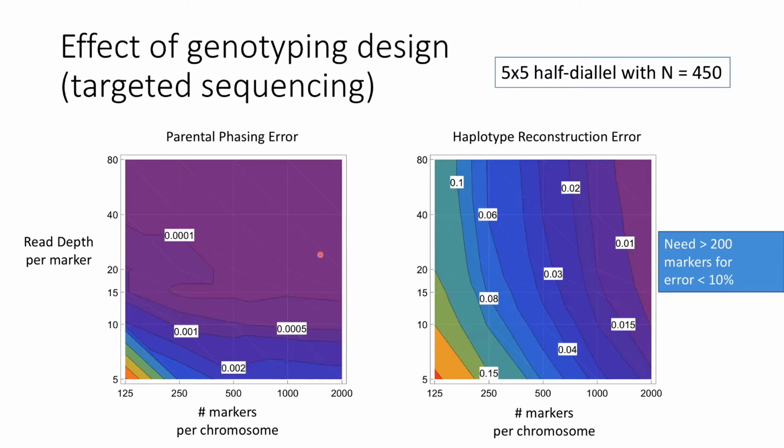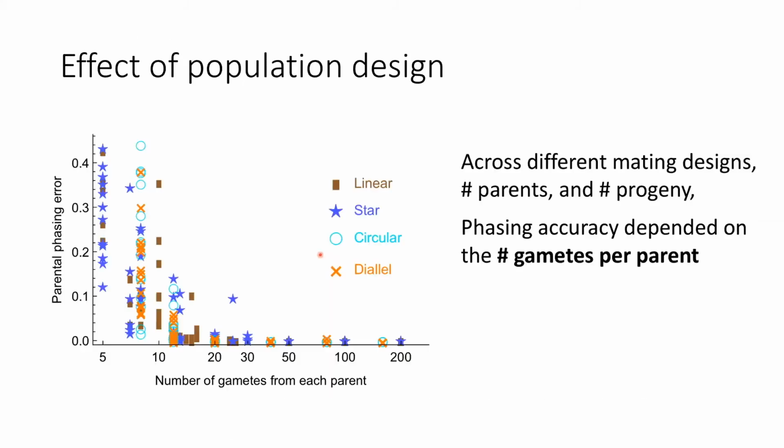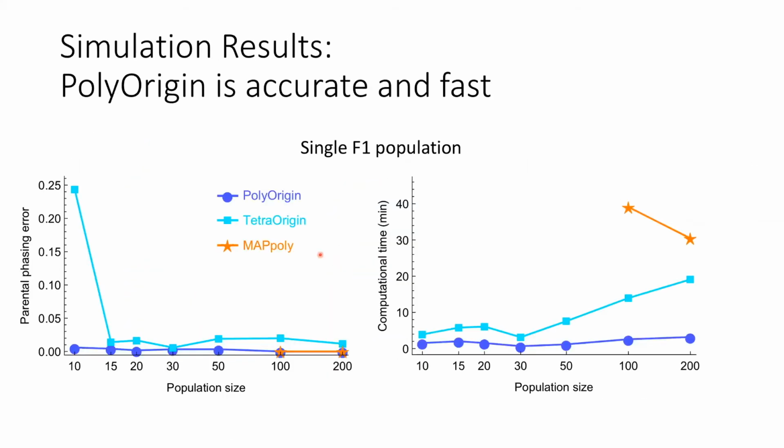Jeff, this is John Cameron from Forge Genetics International. I was curious, in the slide that you showed comparing the accuracy of the three methods, TetraOrigin, PolyOrigin, and MapPoly, is this specific to the diallel F1 case, or is it comparing single F1s? This slide is comparing a single F1 population, because that's the only type of population TetraOrigin and MapPoly were designed to analyze. Okay, I see. Great. Thank you.